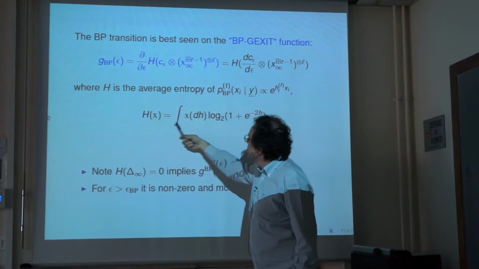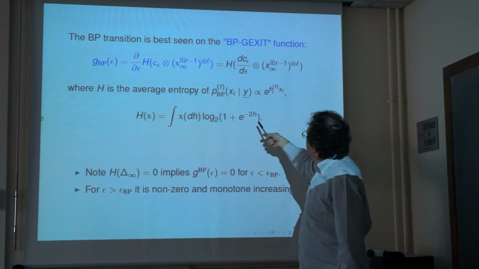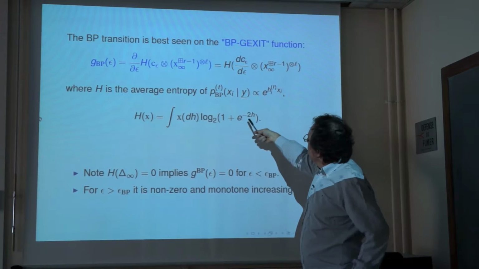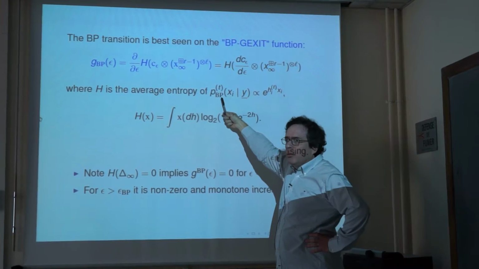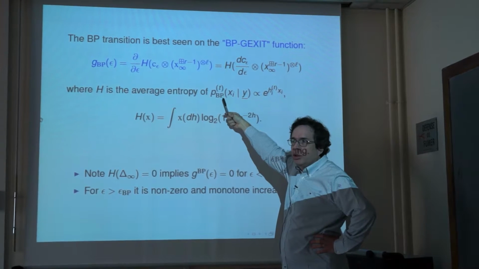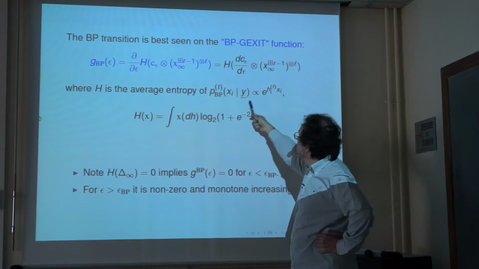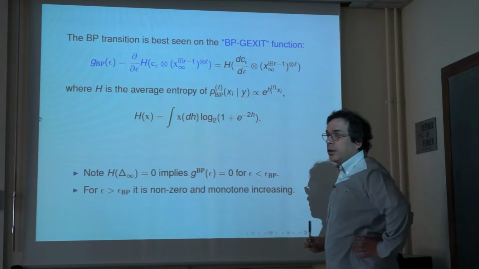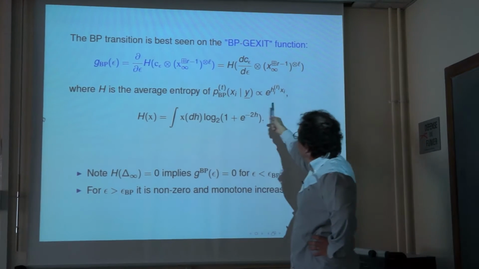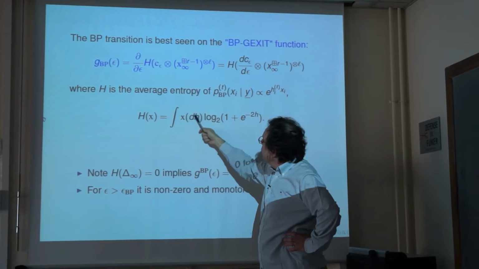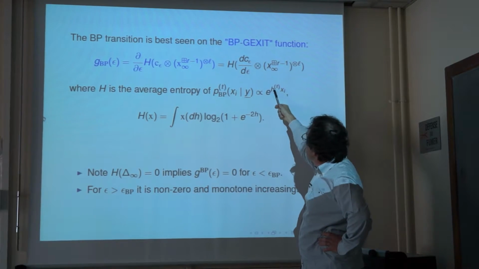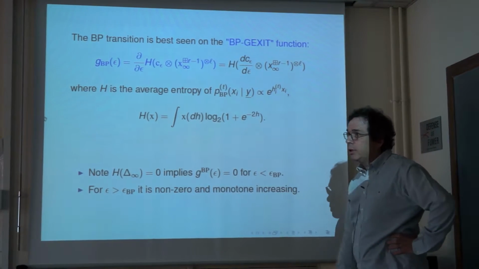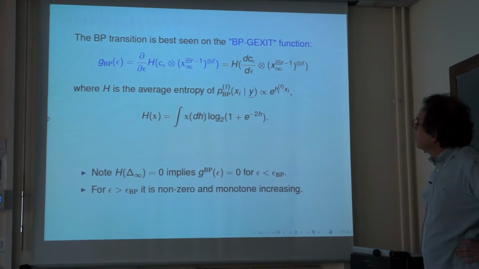Or said maybe more correctly, this functional h here, maybe you don't recognize exactly Shannon's entropy, but it's in fact the entropy of this marginal BP distribution of x_i given y, written in the domain of this h_i. So it's a linear functional in terms of the density of this variable, and this will play an important role.